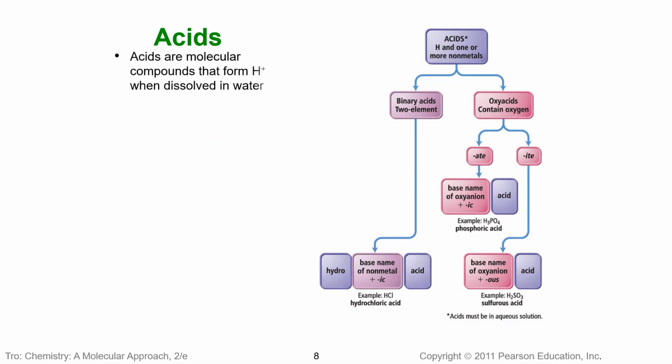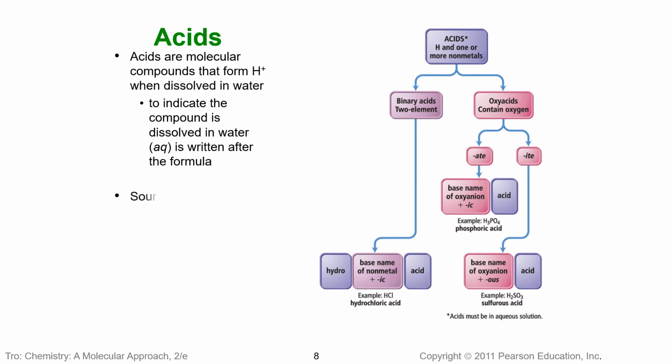We're now going to look at naming acids, but let's talk a little bit about what they are first. Acids are molecular compounds that form H+, or a proton, or a hydrogen ion when dissolved in water. The way that we indicate something is dissolved in water is we put an AQ in parentheses following the formula. The AQ stands for aqueous, depending on how you prefer to pronounce it.